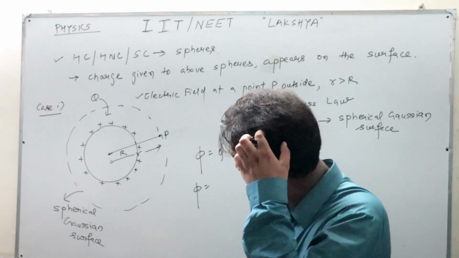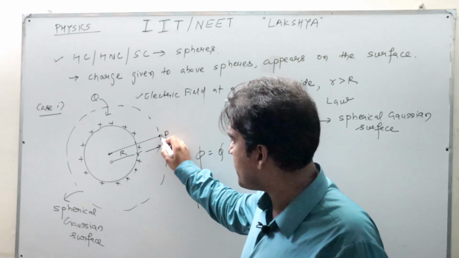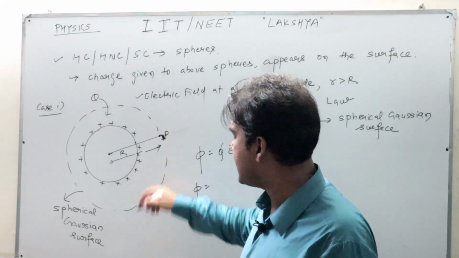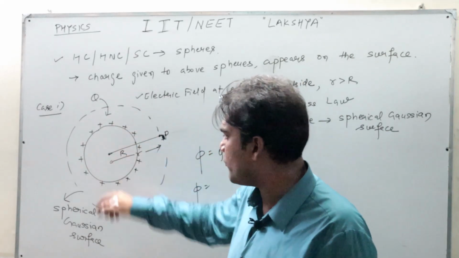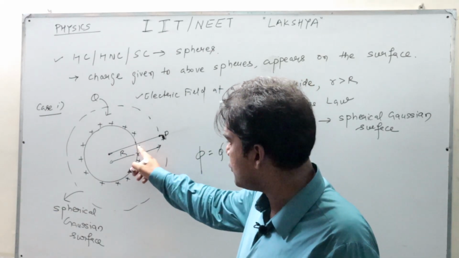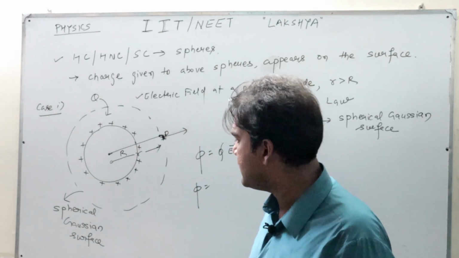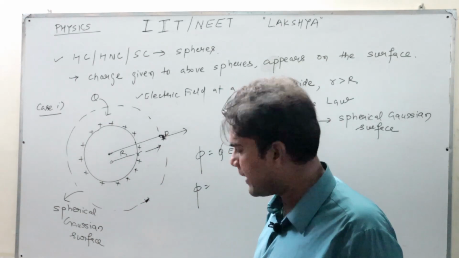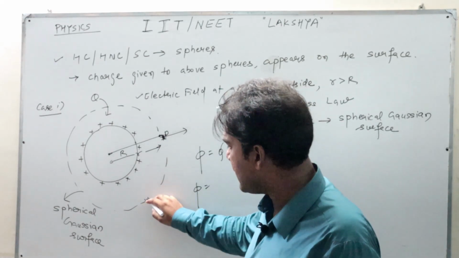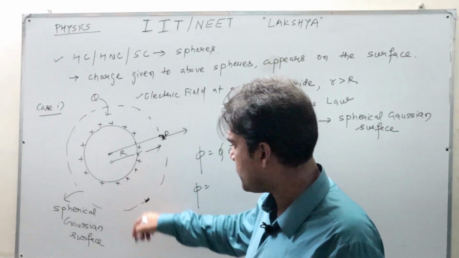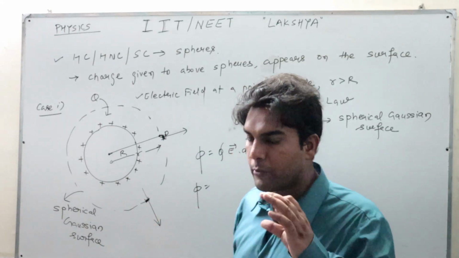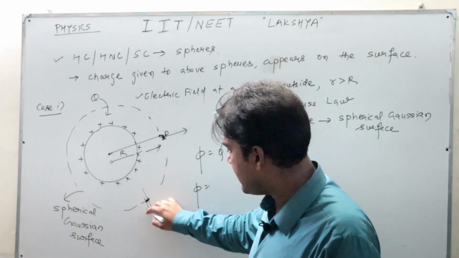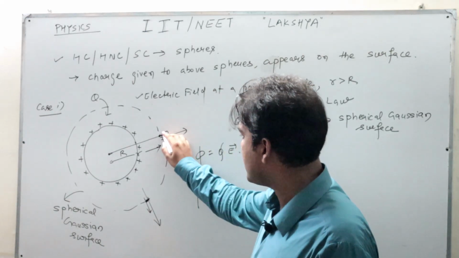Now tell me, at this point, let us say you are taking a small surface ds. Due to this sphere, where will be the electric field? Obviously, because of these positive charges, the electric field will be in this direction. Because of a positive charge, the electric field is always away. And the area vector is also in the same direction.